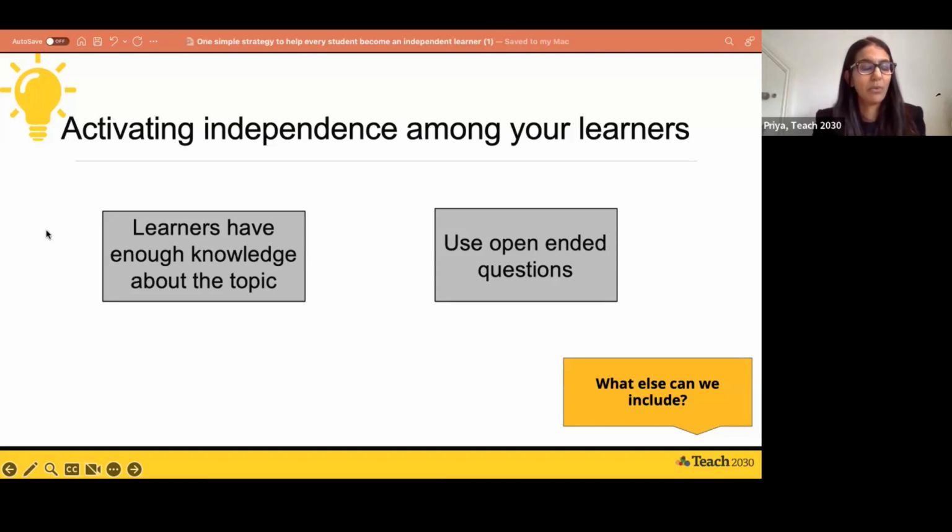Now, these are just two examples to help as active ingredients to help independent learners amongst your learners, but also, what else can you include?